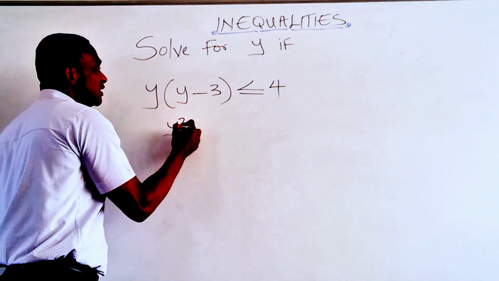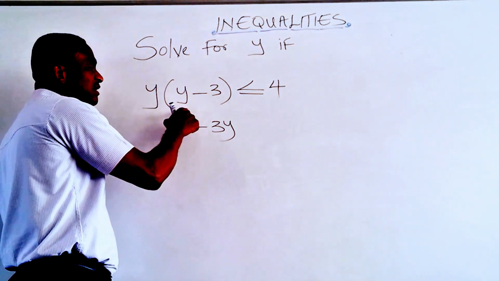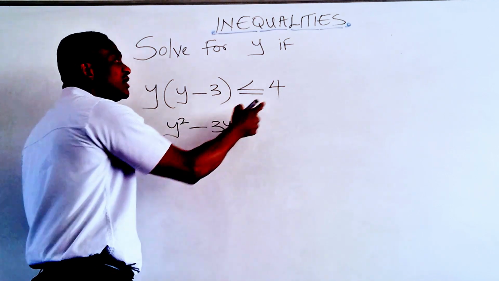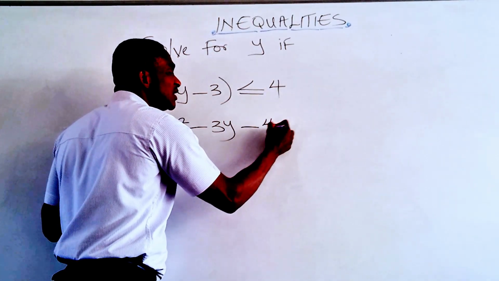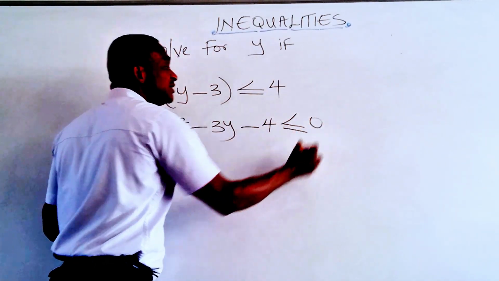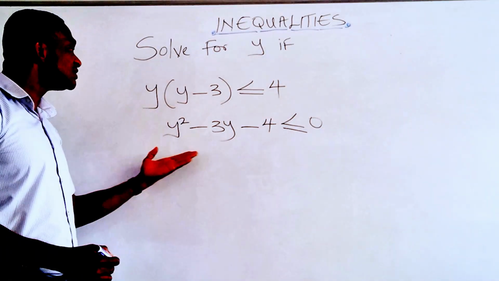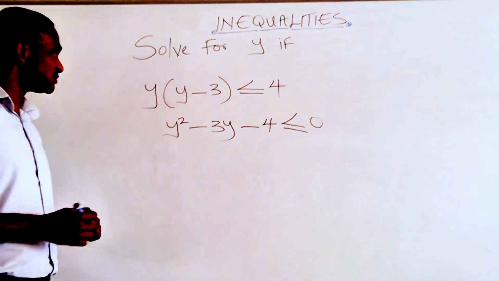We have y squared minus 3y. If we distribute accordingly, y times y is y squared, y times minus 3 is minus 3y. We bring over the 4, crossing the sign, it becomes negative 4. Remember that the idea is to equate it to 0 before we can solve. Now that it's in standard form, we can go on and factorize.